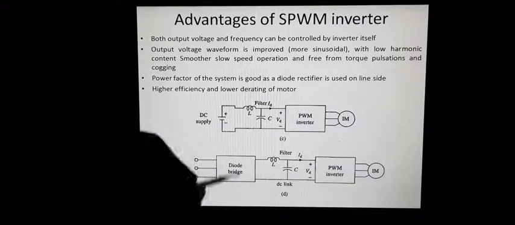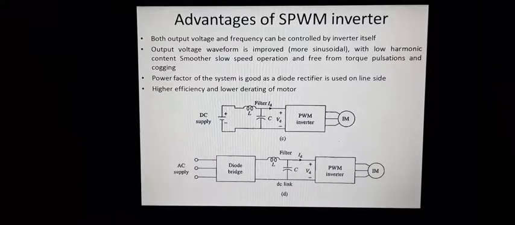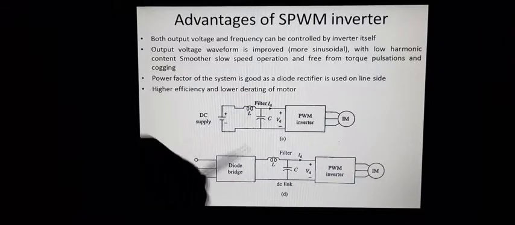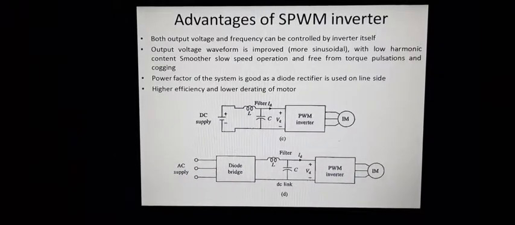If you are considering the second figure, since you are using this diode bridge rectifier comparing with that of a control rectifier, the power factor of the system also will be good in this case while comparing with that of the previous 6-step inverter case, or while comparing with that of the control rectifier case. In this case, the power factor will be great.